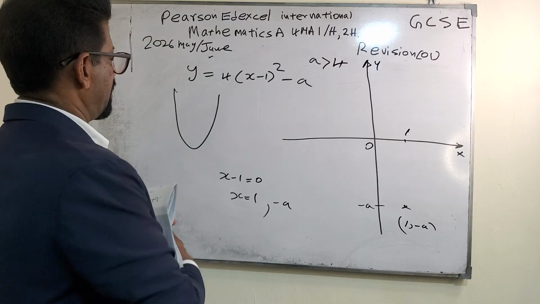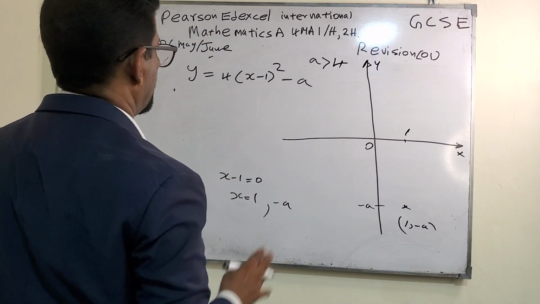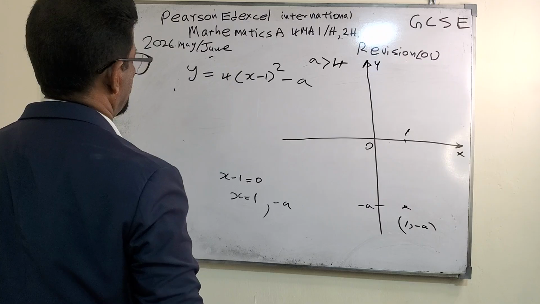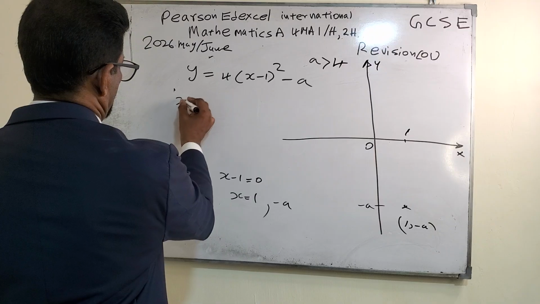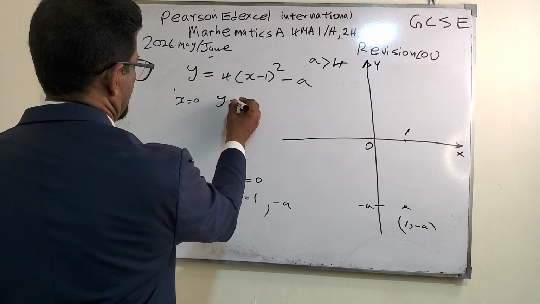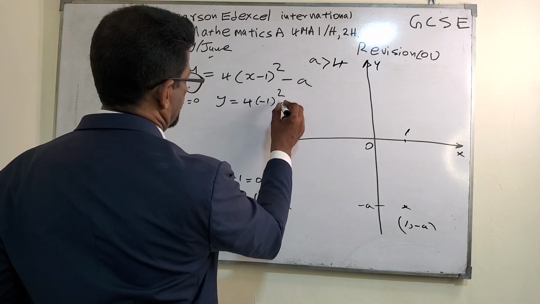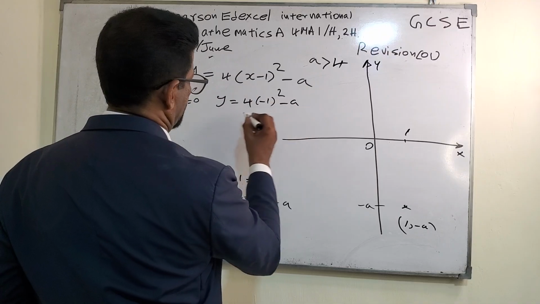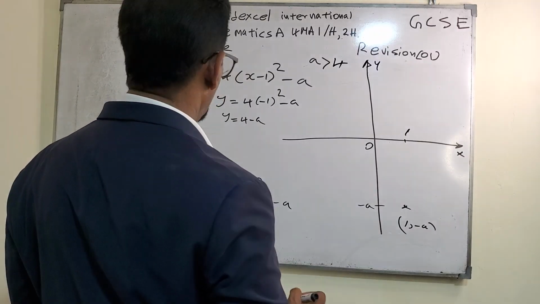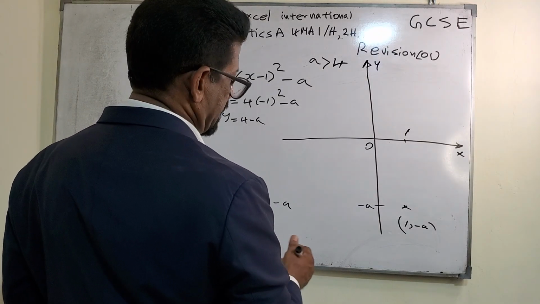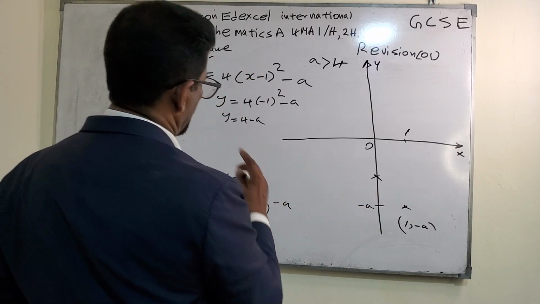Now the axes intersect values. For the y axis intersect, put x equals 0 in the equation. So y equals 4(0 minus 1) squared minus a, which is 4 minus a. The graph intersects the y axis at 4 minus a.